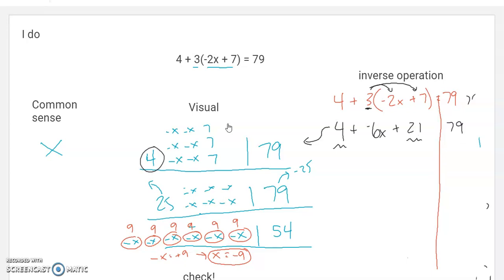So I'm going to combine the 4 and the 21. So those are combined. Nothing to combine the negative 6x with. Equals 79. And now I'm ready for my same old 2 steps I always eventually end up with. All the developing questions, we went here. So take 25, take 25.